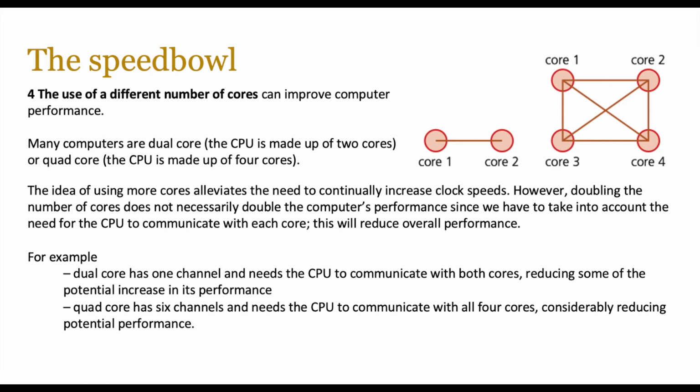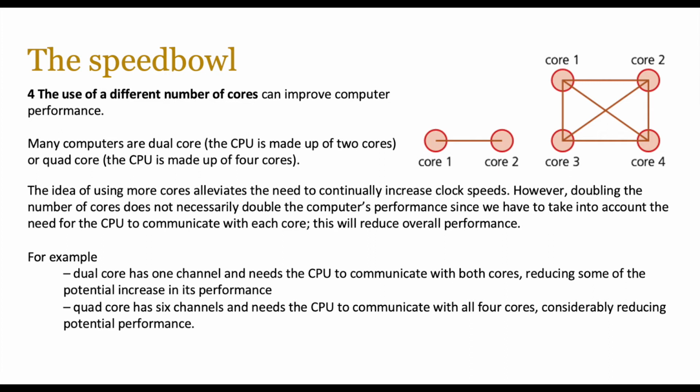And finally, the use of different numbers of cores is another technique used to improve computer performance. Many computers are now dual core or quad core or octa core. Dual core basically means your CPU is made out of 2 cores which talk to each other. Quad core means the CPU is made out of 4 cores and they can be linked to each other. So the idea of using more cores alleviates the need to continually increase clock speeds. However, the problem is that doubling the number of cores does not necessarily double the computer's performance, since we have to take into account the need for the CPU to communicate with each core, and this reduces overall performance.